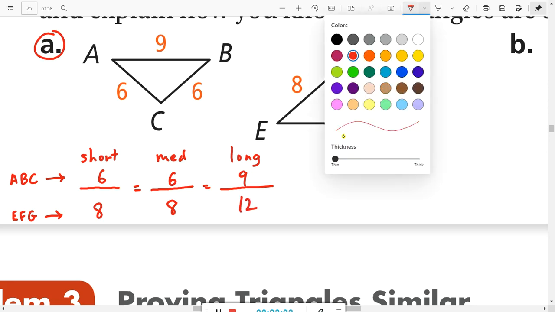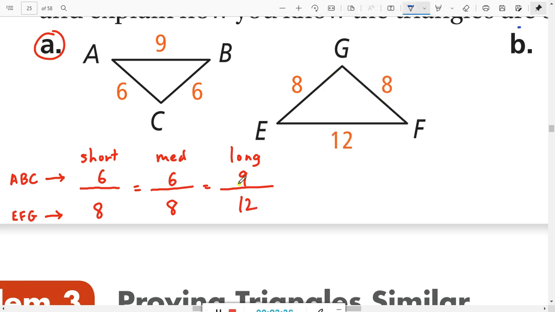Okay, you can use the calculator if you like. I'm going to try to reduce these fractions. 6 and 8 are both divisible by 2. 6 divided by 2 is 3. 8 divided by 2 is 4. Same thing with the mediums. Same fraction. Okay, for the long, 9 and 12, both divisible by 3. 9 divided by 3 is 3. 12 divided by 3 is 4. We have 3/4 for all 3. So it's definitely a yes.